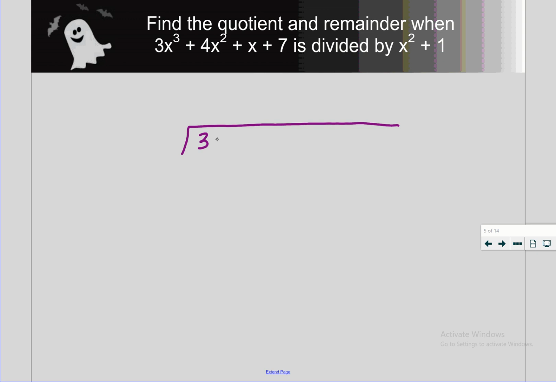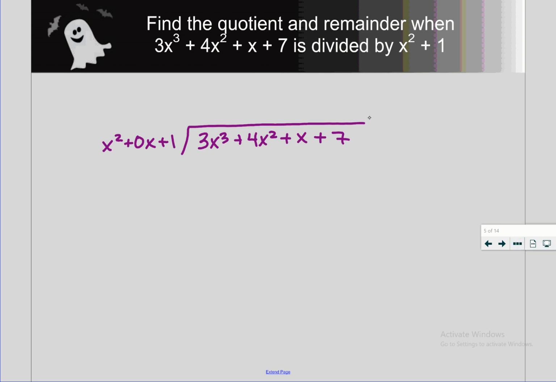So those are going to go underneath: plus 4x squared plus x plus 7. And then I'm dividing in x squared plus 1. Now, what I'm dividing in doesn't have an x term, so I'm going to put a 0 there: x squared plus 0x plus 1. That's going to make sure that I don't forget anybody when I start multiplying and adding all these things together.